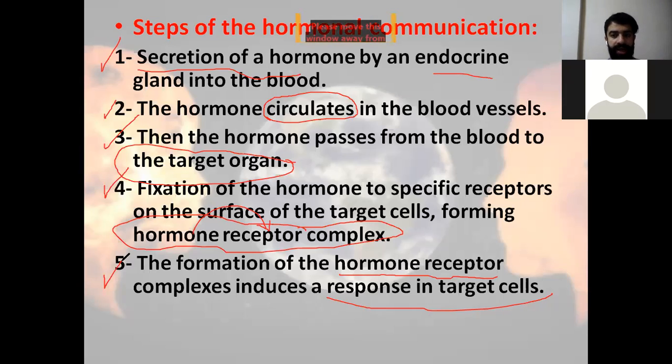Here, I make a summary. I created a summary using my own words, but keeping the key words here, like secretion of hormone. I can't change it into secretion of another thing. It's a hormone. Secretion of a hormone. It circulates into the blood. It fixes to the receptors on the target organ. This will lead to the formation of hormone receptor complex that will lead to the changes in the target cell.